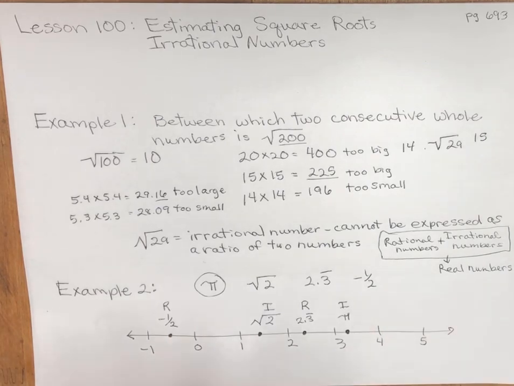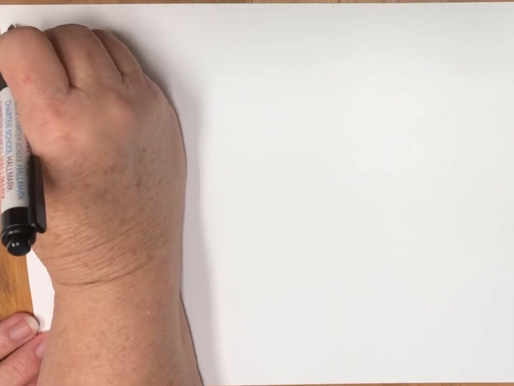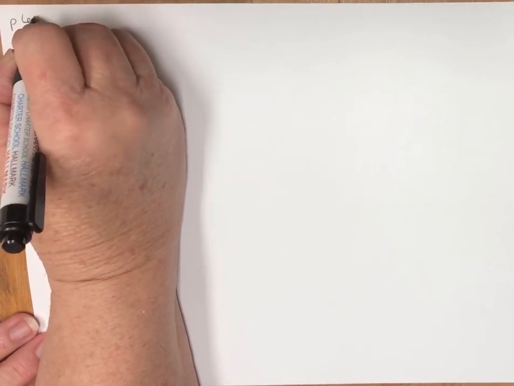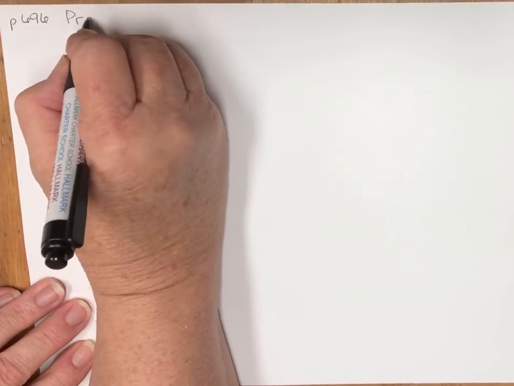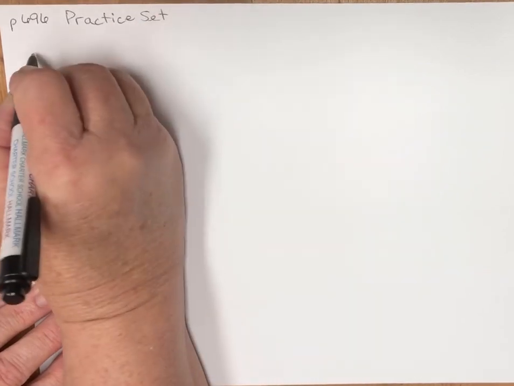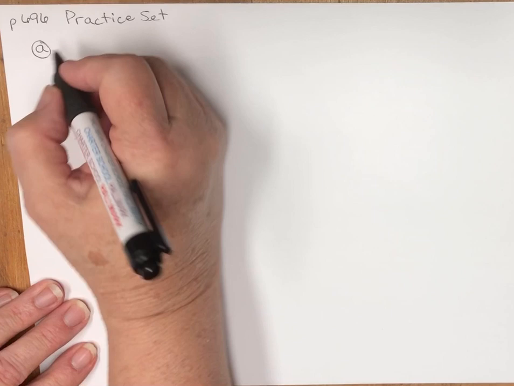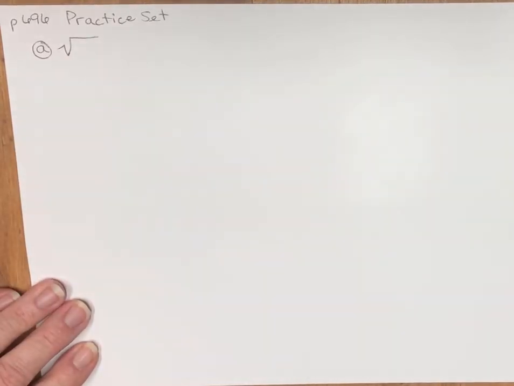Okay, we are ready to start your alphabetics. So get your paper out, get your name on it, be ready. We are now on page 696, and we are looking at the practice set. Starting with letter A, the square root of 7. Now I have to read the instructions. Each square root below is between which two consecutive whole numbers?